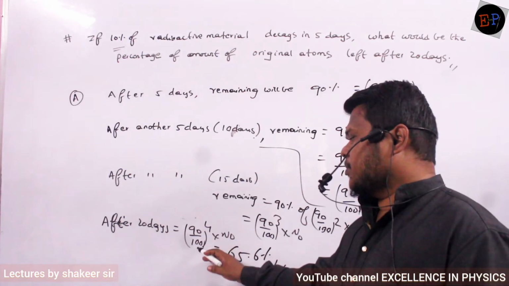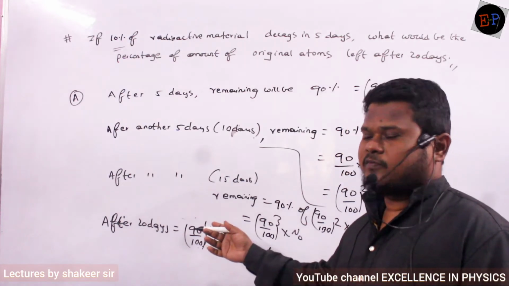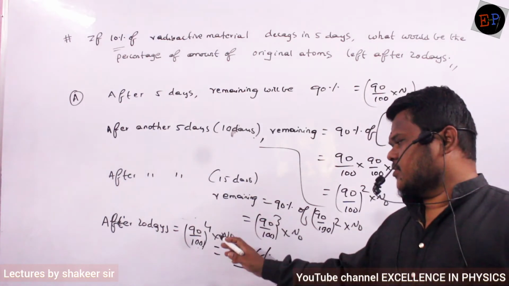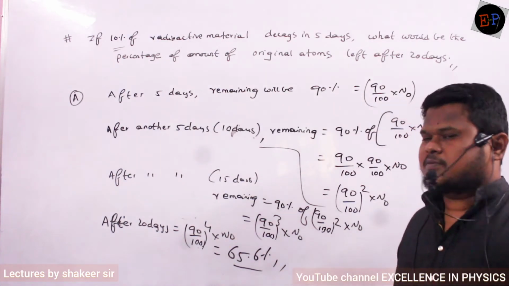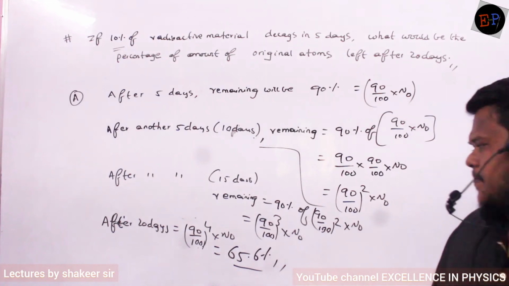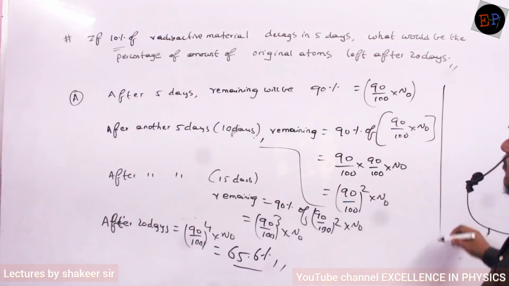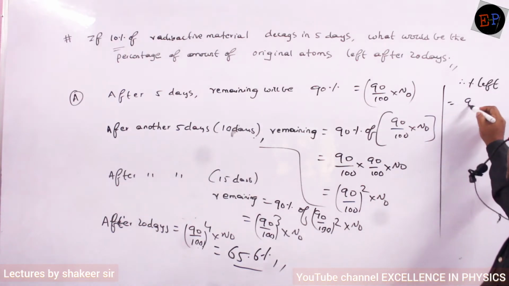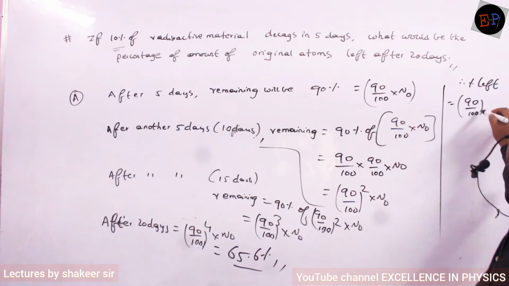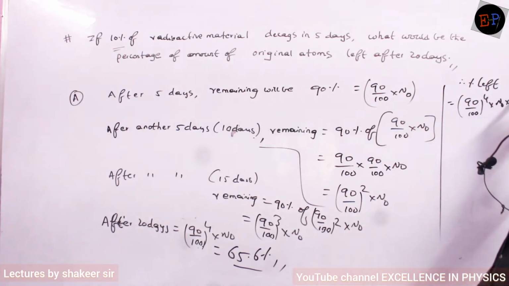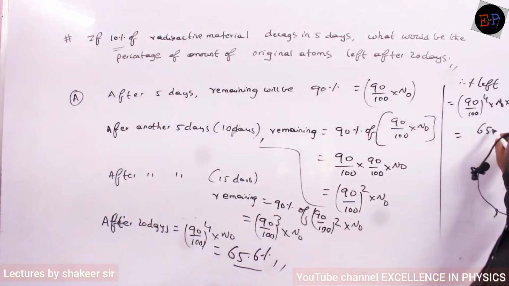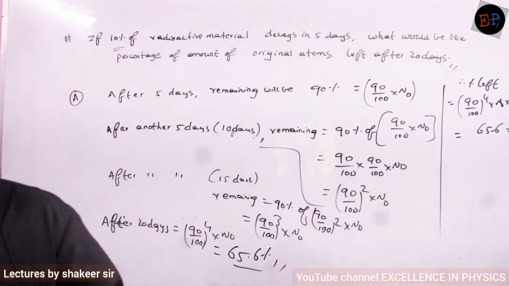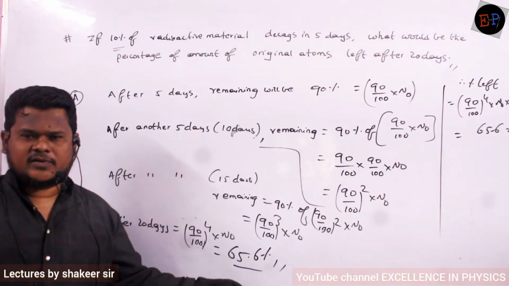90 by 100 you can write 9 by 10. So do 9 by 10 to the power of 4, then this is the answer which you will get. You will get a fraction. Fraction you multiply by 100, then this is what you will get. Or if you want to do calculation here, you can do. So therefore, percentage left undecayed is 90 by 100 whole power 4 multiplied by n naught multiplied by 100. So 65.6%.